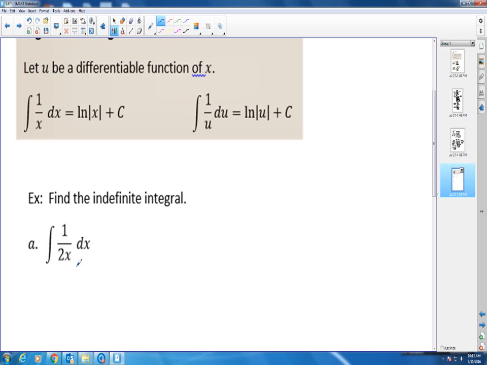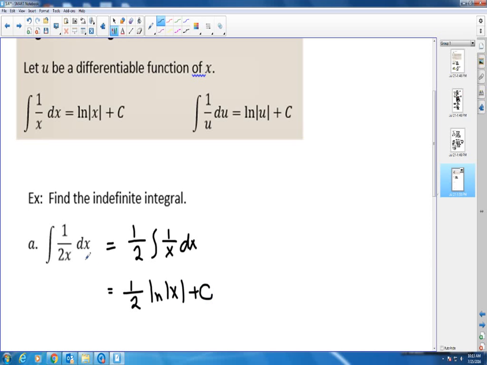So if you look at this example, I can actually factor out the half, or pull the half to the front. So that will give me half times the integral of 1 over x dx. No problem, we've done similar problems like this before. So this is going to be half times the natural log of absolute value of x plus c.